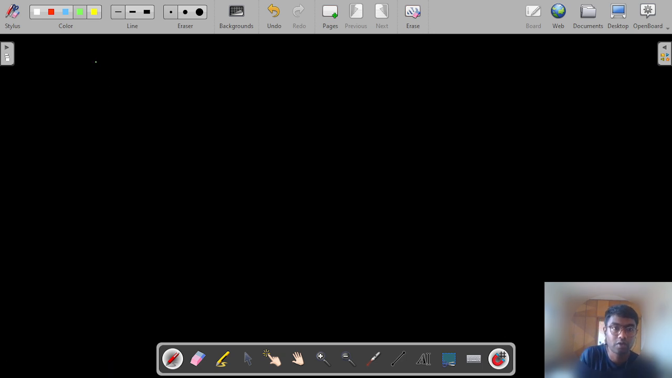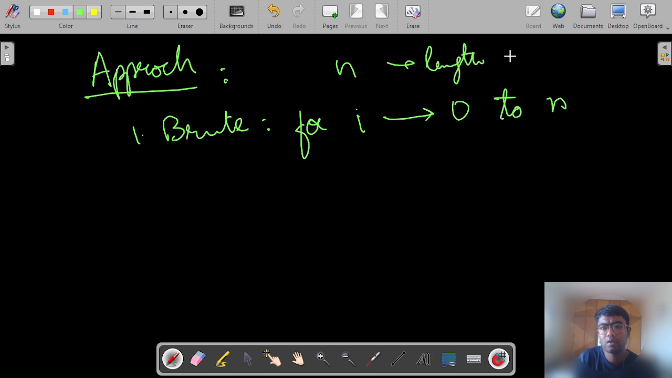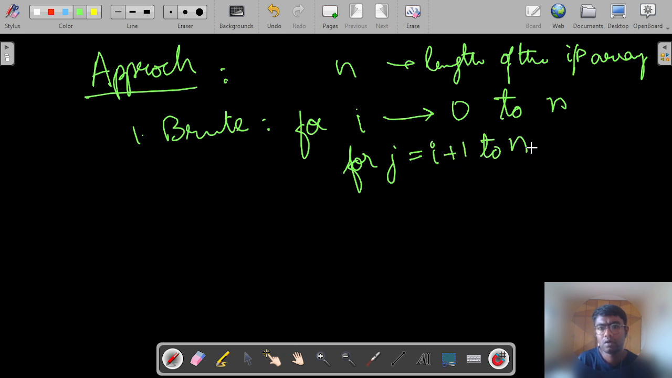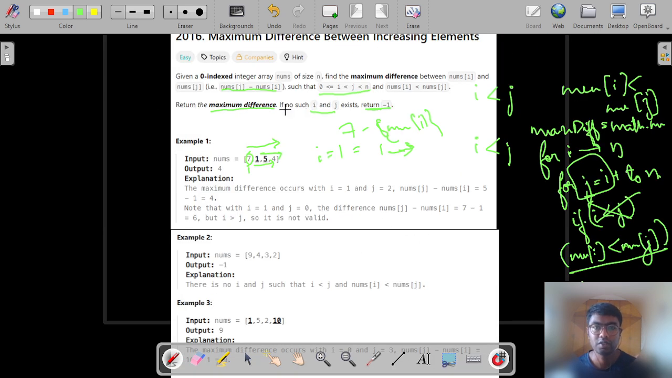But yeah, let's plan for our solution of how we would try solving this problem. We can have a brute force approach where i goes from 0 to n, where n stands for the length of the array, and for j equals i plus 1 to n, we only check if nums of j is greater than nums of i, and we also keep track of a max difference initially at 0, or we can have it as minus 1 as per the expectation of the problem. If there is no such i and j, return minus 1.